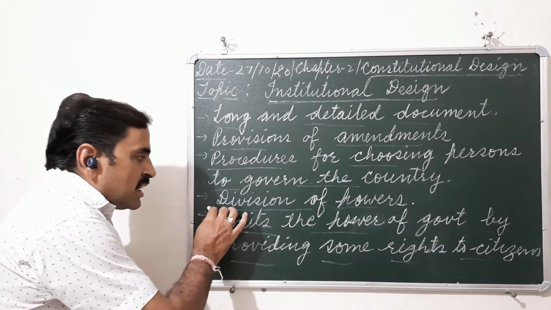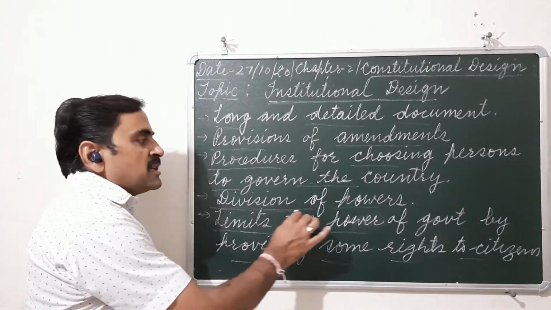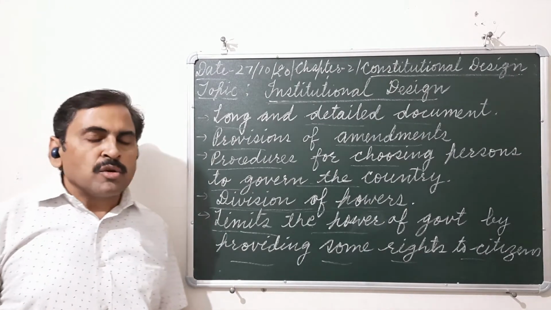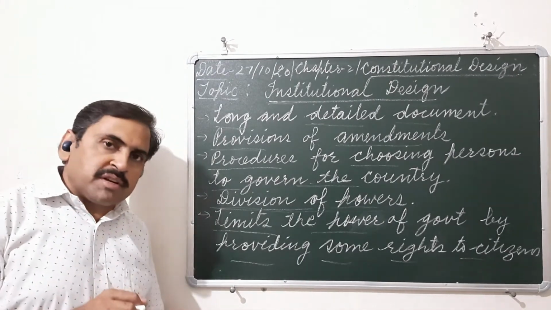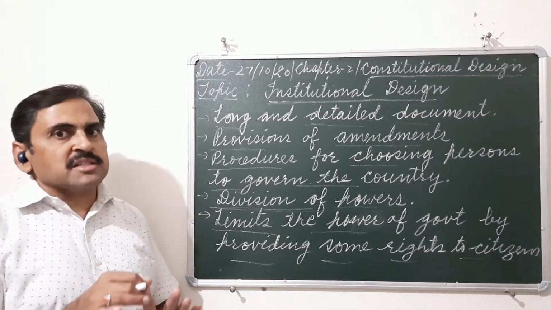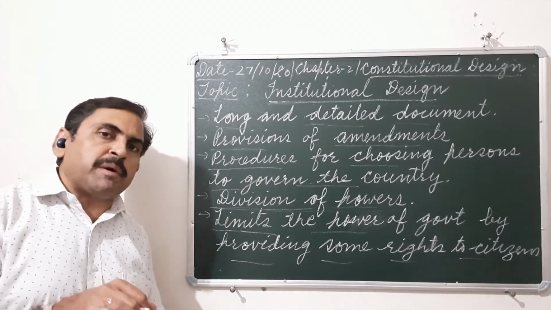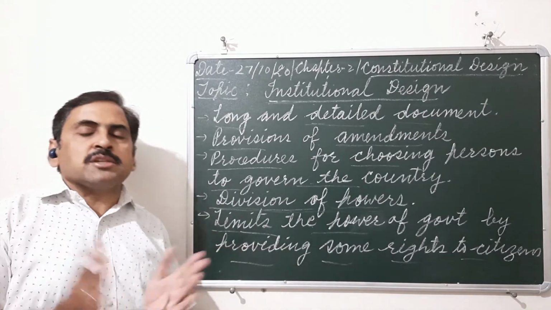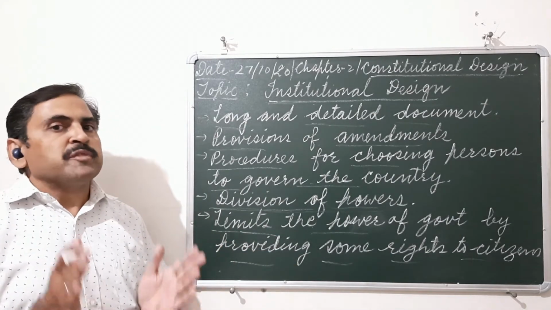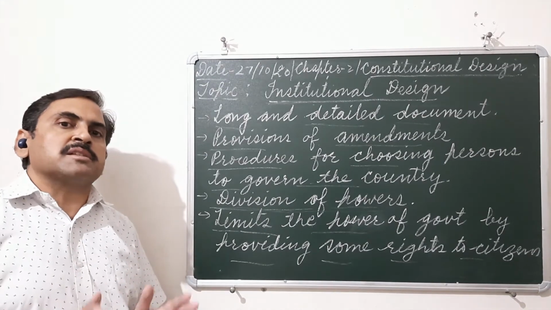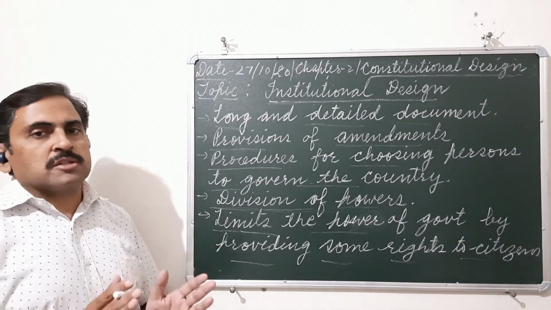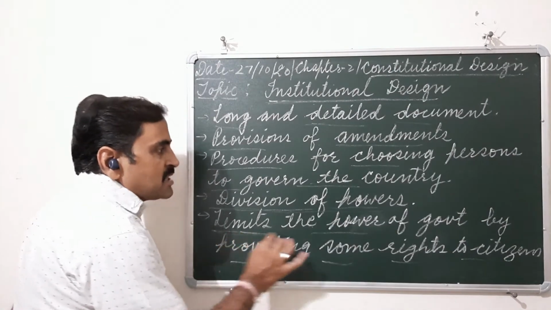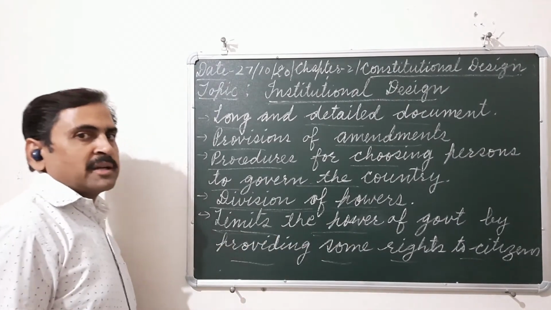It also clearly defines or divides the powers of the government. It clearly tells what powers the executive will have, what powers the parliament will have, and what powers the judiciary will have. So all the institutions of the government will have clear-cut powers well defined in the Constitution of India.